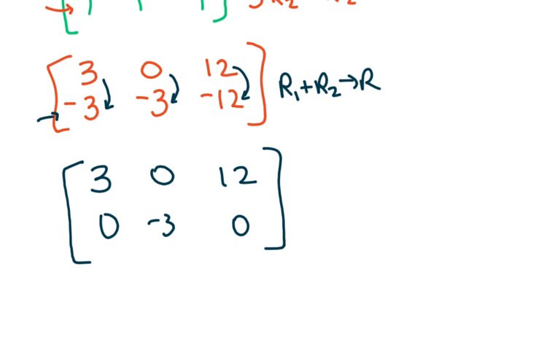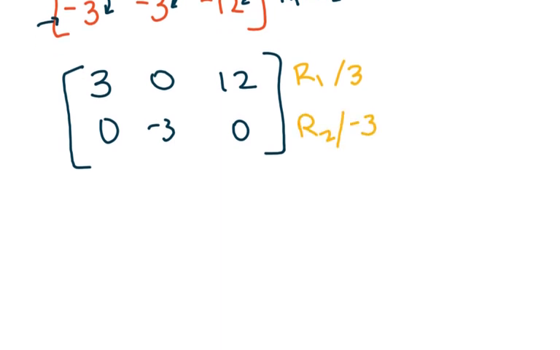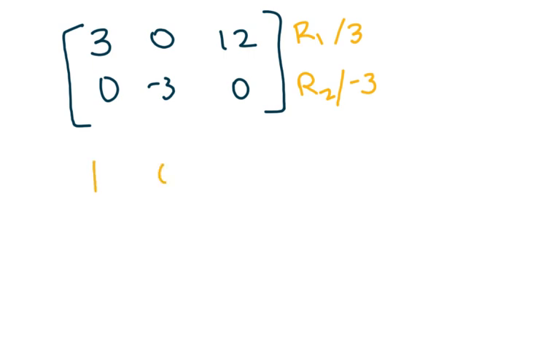Ones are easy to get because all I have to do is take row 1 and divide by 3, and I'm going to have a 1 in that spot. And I'll take row 2 and divide by negative 3. So when I do that, I'm going to have 1, 0, 4, and 0, because 0 divided by negative 3 is 0, and then 1, and then 0 again.